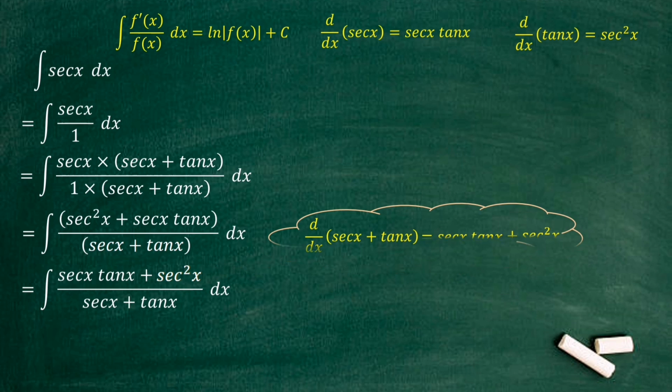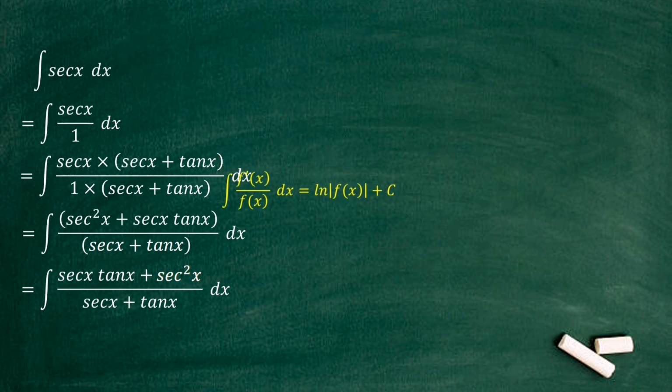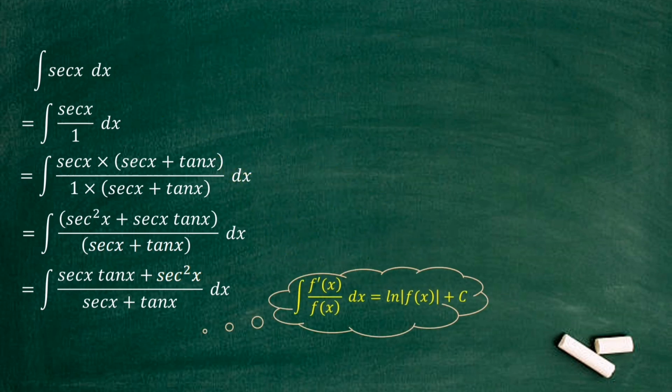So in this integral we have differentiation of the denominator value in the numerator. We can write it as ln modulus denominator. So we can get final answer as ln modulus sec x plus tan x.